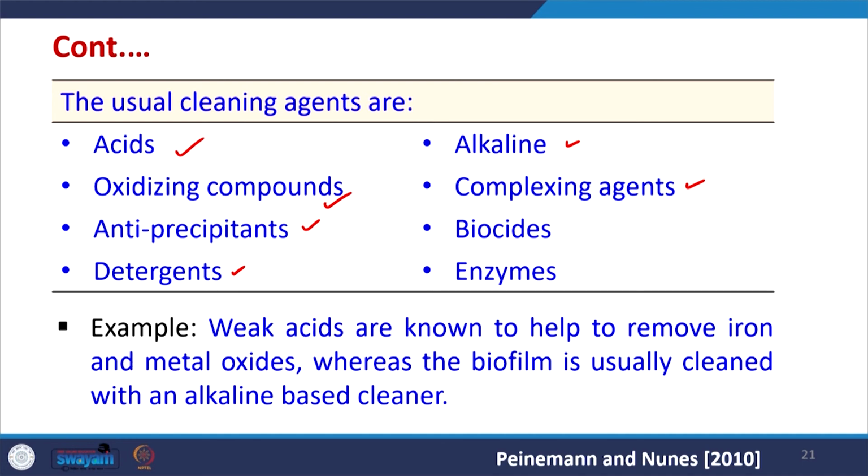An example is that weak acids are known to remove iron and metal oxides, whereas biofilm is usually cleaned by an alkaline base cleaner. So, depending upon the foulant, we may have to use different types of chemical cleaning agent and different types of cleaning materials.